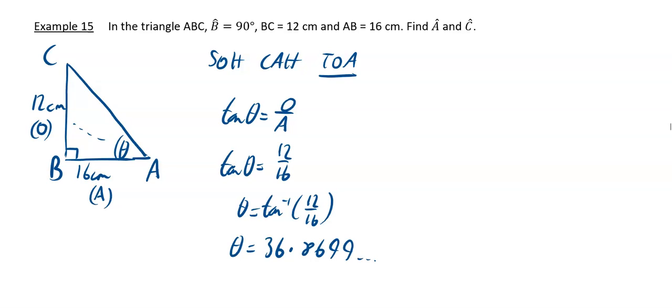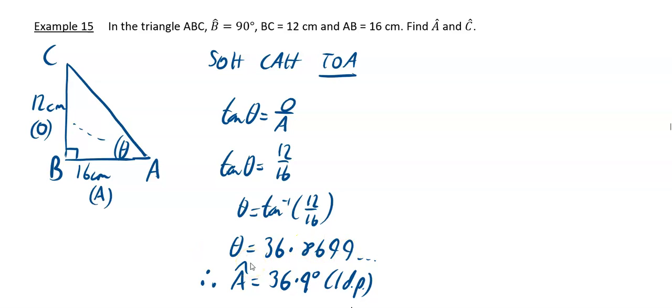I've gone to 4 decimal places there. I would just say, therefore, your angle A is equal to, and generally we'd be going to 1 decimal place, so the angle A is equal to 36.9 degrees to 1 dp. Now, the reason I've put this in is because I'm going to use this angle theta to find my other angle.